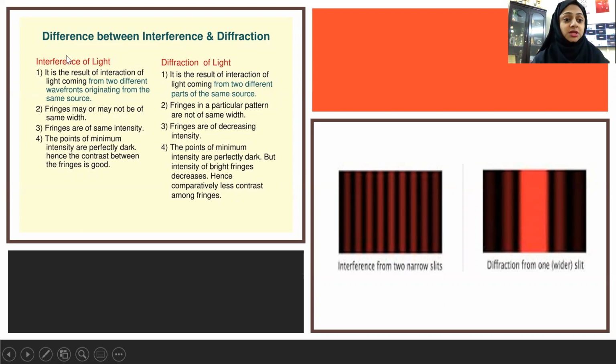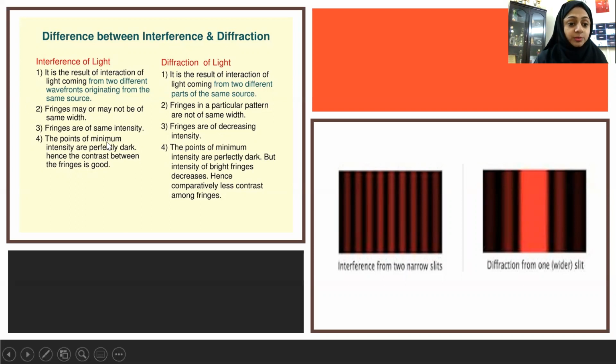Now fringes in interference are of the same intensity. Looking into any part of this interference pattern, can you identify which one will be the central? No, because all of them have the same intensity. But looking into a diffraction pattern, you can definitely identify which is the central maximum, because fringes are of decreasing intensity. As we go away from the center, their intensity decreases.